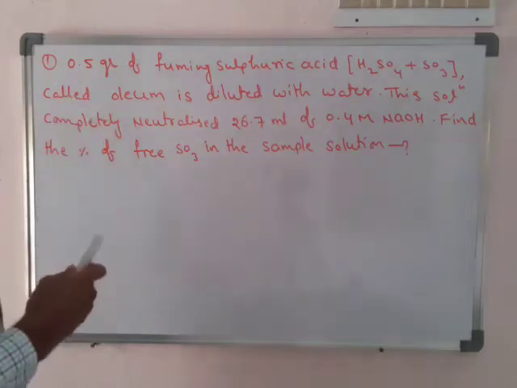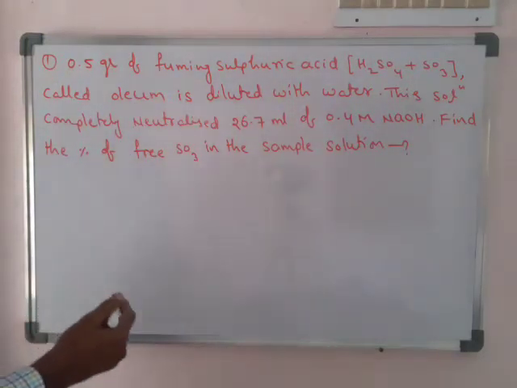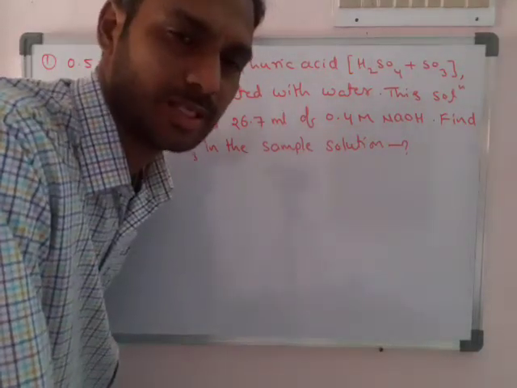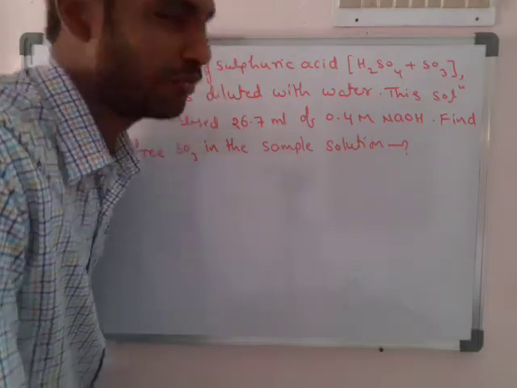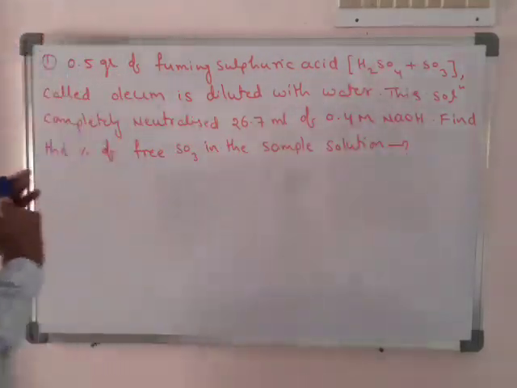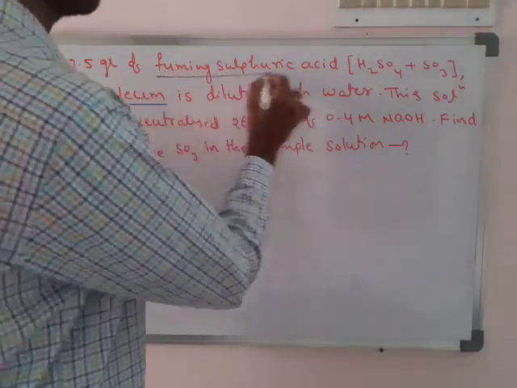See the first one of this model. So 0.5 grams of fuming sulfuric acid. Fuming sulfuric acid is generally also known as H2S2O7. Actually it is a combination of H2SO4 and SO3. Combinedly it is called oleum or fuming sulfuric acid.